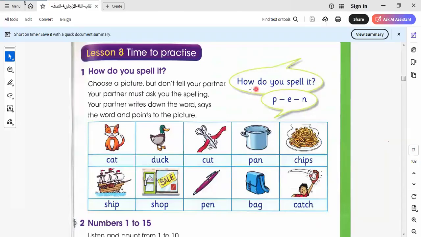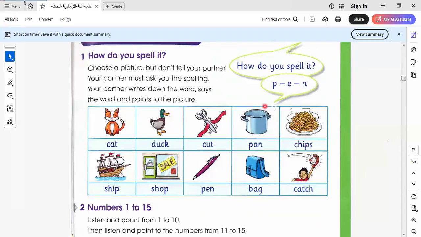Let's go to lesson 8. Here it is, time to practice. Here you can spell the words. How do we spell Ben? B-E-N. How can we spell cat? C-A-T. This is the spelling of this word.